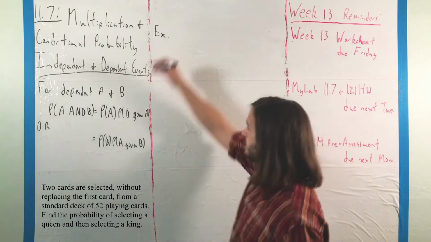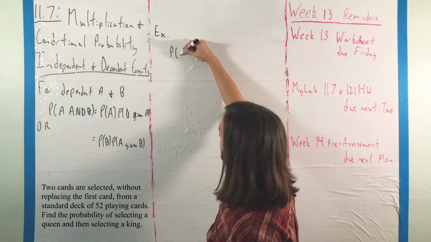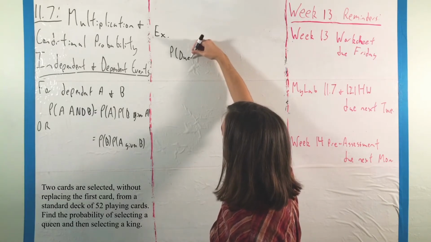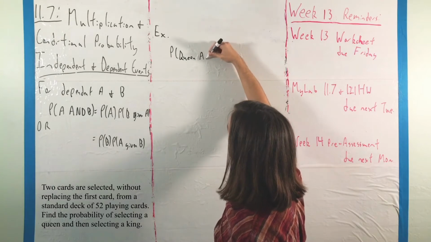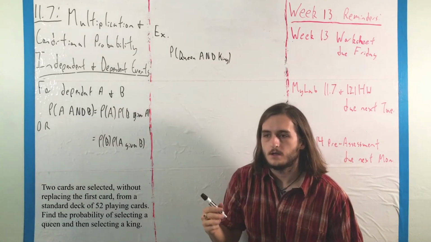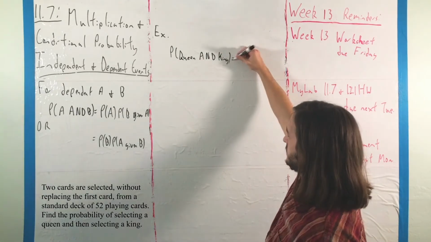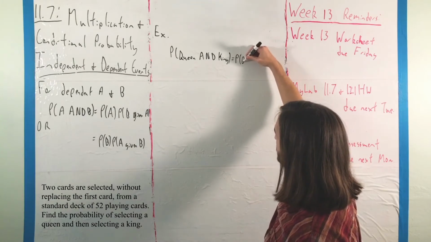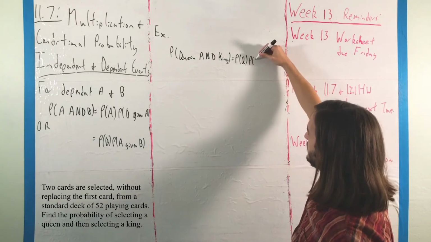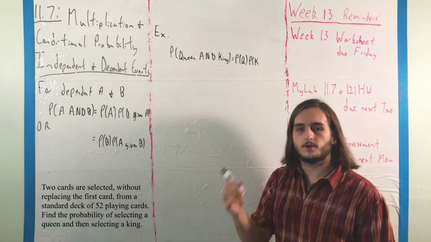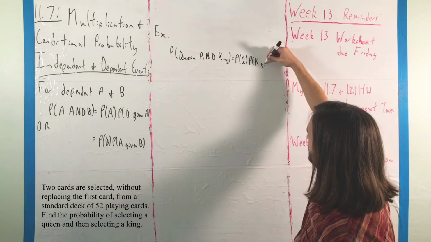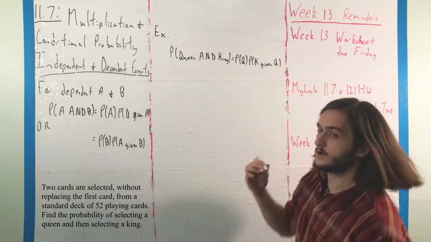So for this, if we're talking about the probability of getting a queen and getting a king, we have to understand here that we are looking at multiplication. The probability of getting a queen, which I'm just going to denote Q because I'm low on space. And then we're going to multiply that by the probability of getting a king, where because we've already drawn the queen, there are fewer options from which we get the king. So that would be king given that we already have a queen.